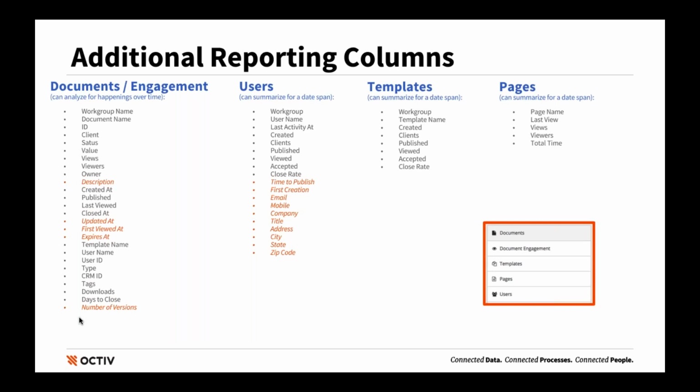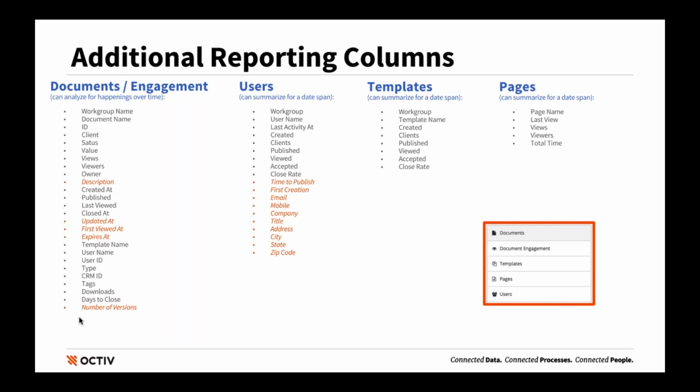So we've now got a description field. We can see the last time that that document was modified, the updated date, when the document was first viewed by a customer, when it expires, and the number of versions. So take some time just to scroll through this list and take a look at the data that's available there.